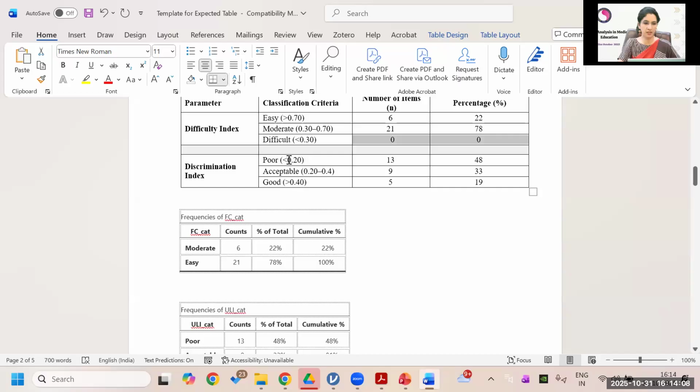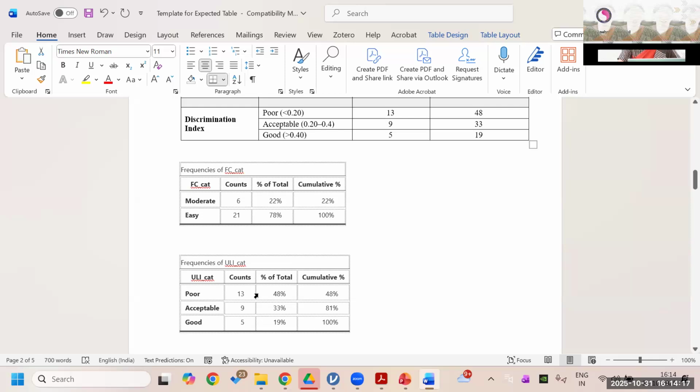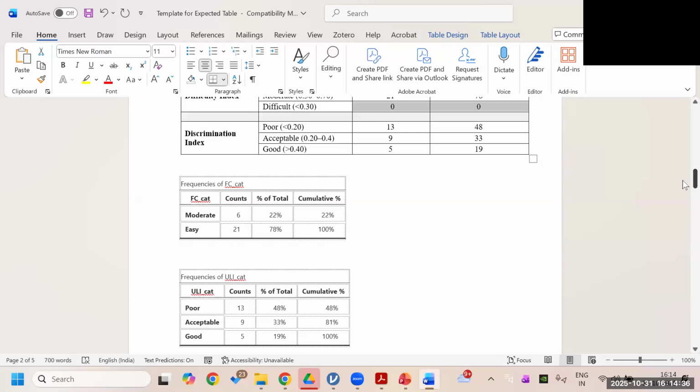Similarly, for poor discrimination, if it is less than 0.2, I have written the same. I have copy pasted the values: 13 and 48%, 9 and 33, and 5 and 19. So I have recreated the table by transforming the original value of the facility value or difficulty index, and the second one was your discrimination index or ULI. Is it clear to all of you up till this point?